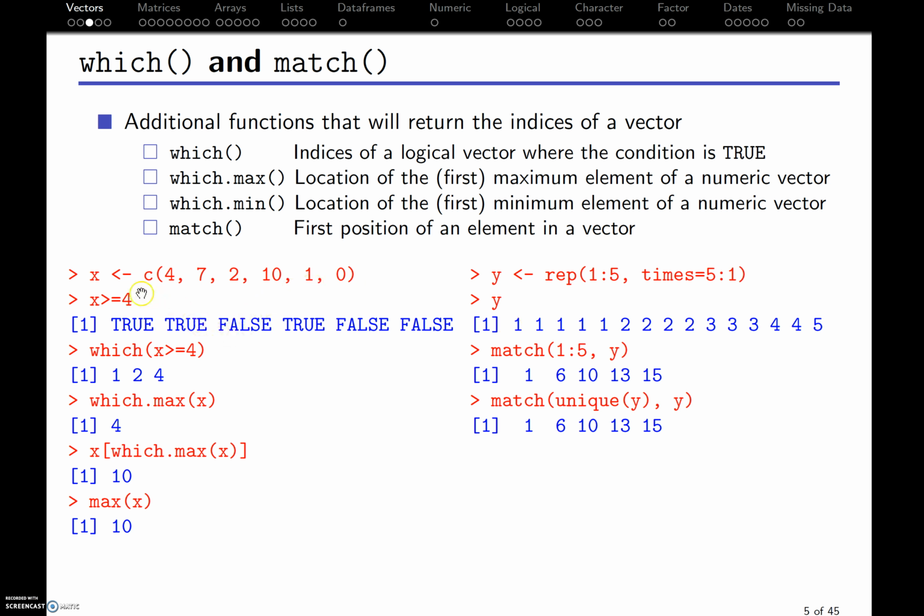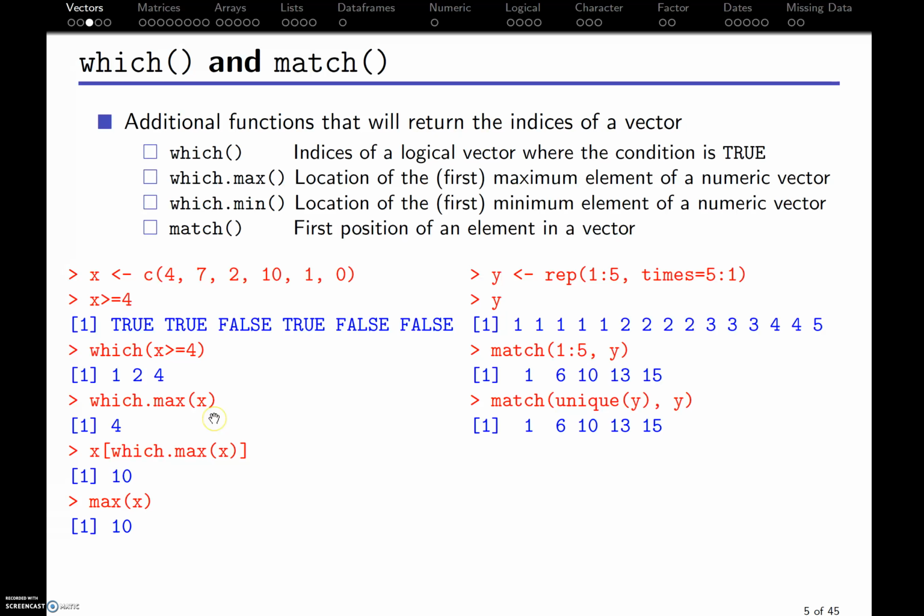And so notice if we just surround that logical test, x greater than or equal to 4, and run the which function on it, we get back the position where this test is true. So we get back 1, 2, and 4 right there. Well, related to which is also which.max. And which.max is just going to tell you the maximum index where that test is true.